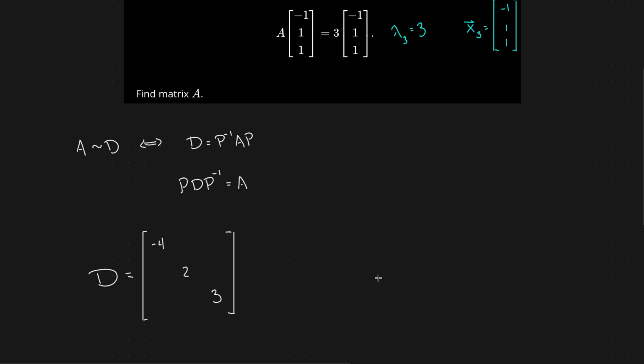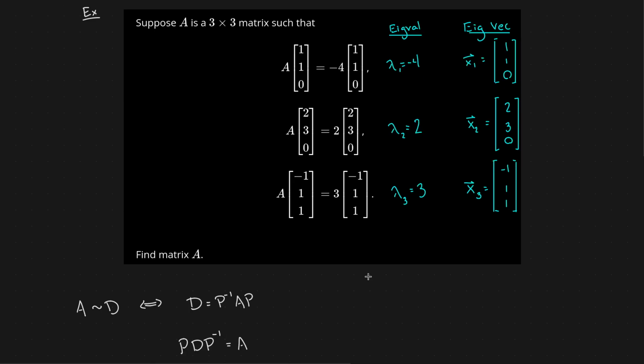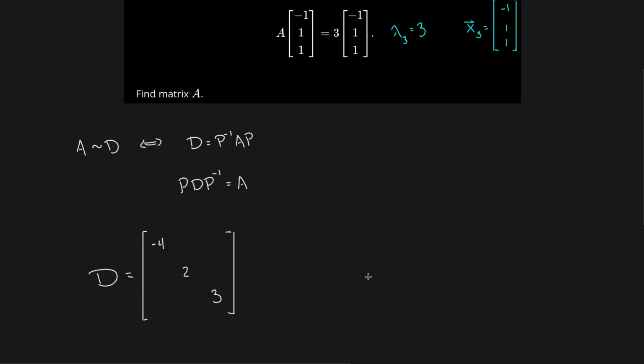Notice that the order doesn't matter. So my eigenvalues are negative 4, 2, 3, but I don't have to have negative 4 here first. I don't have to have 2 here second. I could swap them if I wanted to. I could have 2 and negative 4 if I wanted, or I could swap the 3 and the negative 4. As long as all the eigenvalues are there, it doesn't matter what order they're in.